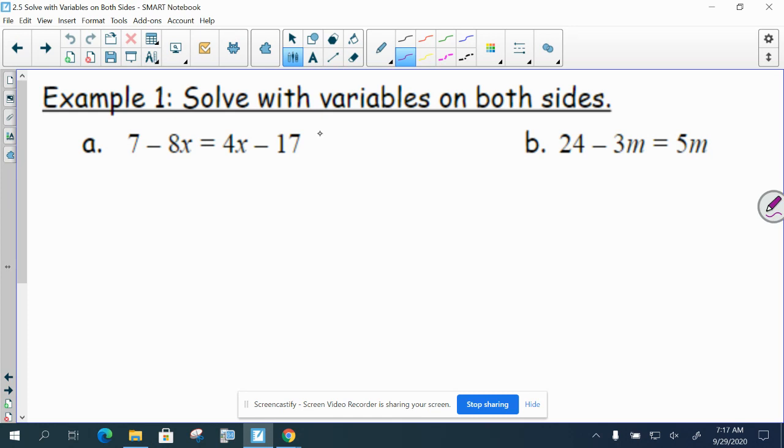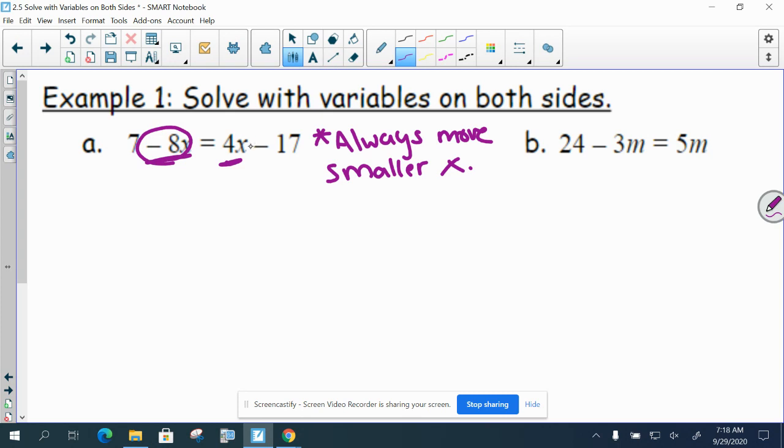So the rule of thumb here is to always move the smaller x. And that would include the negative sign that would be in front of it. So for example, you might think at first that 4 is smaller than 8, but you have to look at the sign in front of the 8. Since actually negative 8 is smaller than 4, we're going to move negative 8x onto this side.